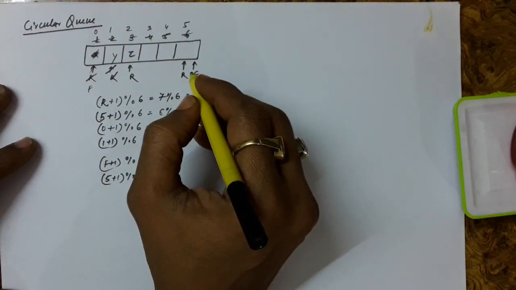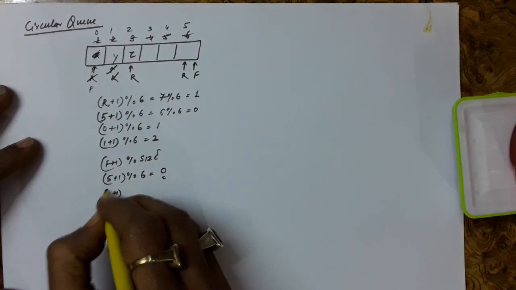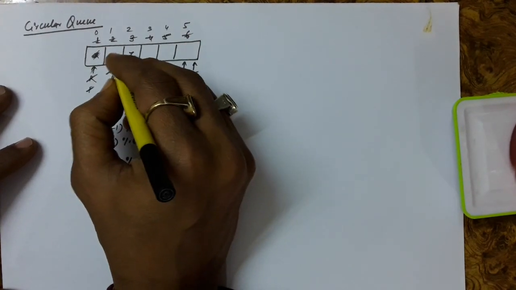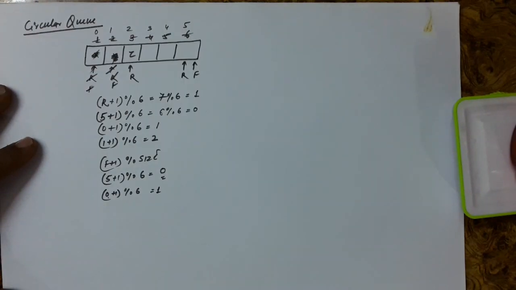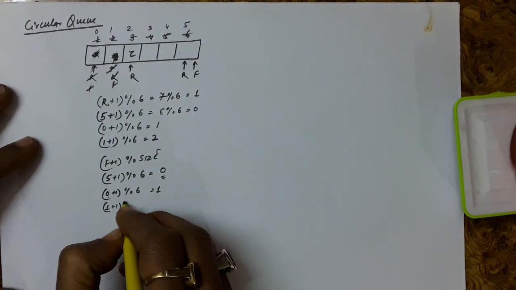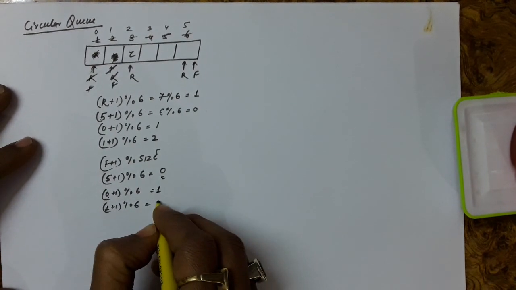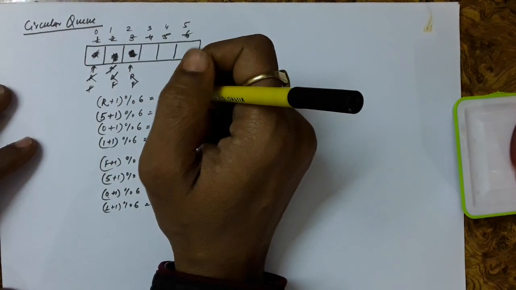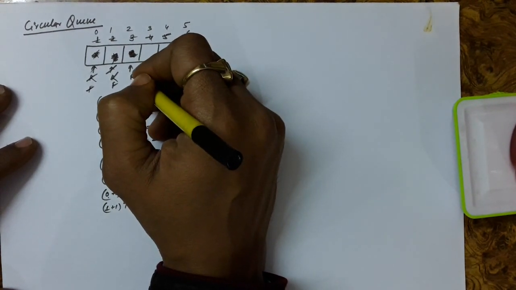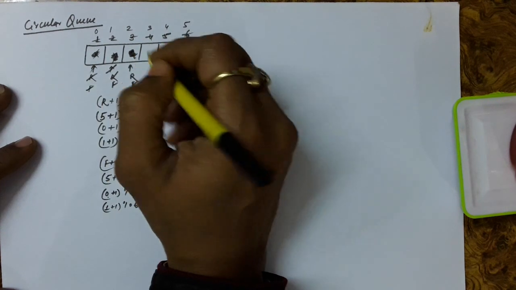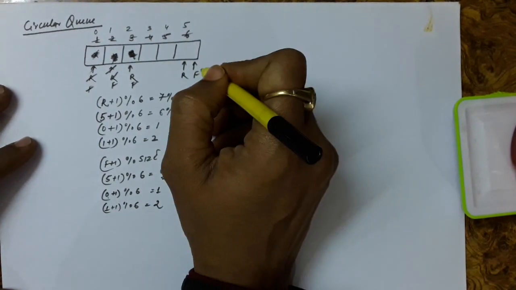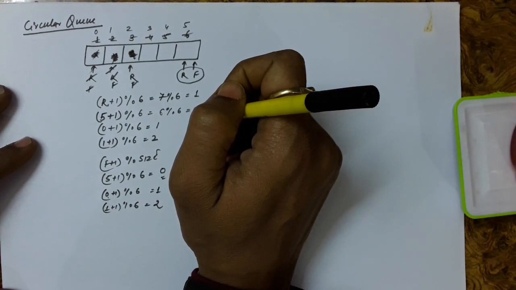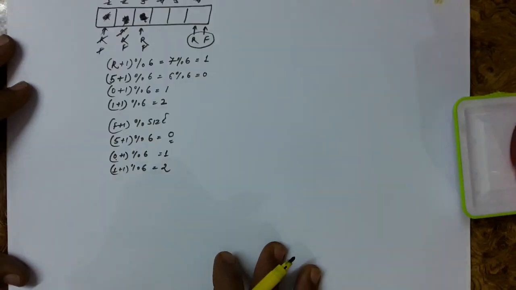Now suppose you have to remove an element again. Front was at 0, plus 1 mod 6, gives you 1. Front is updated here and you can remove an element. Again, let's say you have to remove an element. Front is at position 1, plus 1 mod 6, gives you 2. So you can remove the element from position number 2. After the removal of this element, you can see that rear and front are both at the same position and this queue is empty, with no elements. Initially also, rear and front were both at the last position, and the queue was empty. So now let us write the operations.